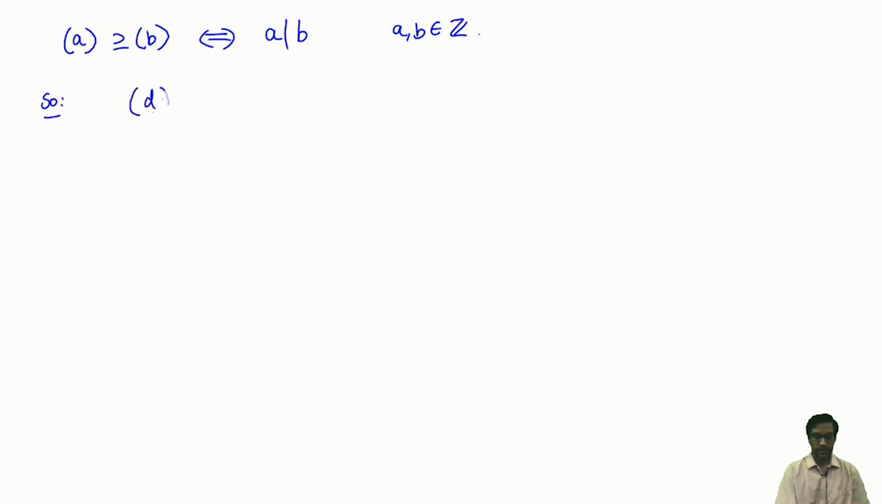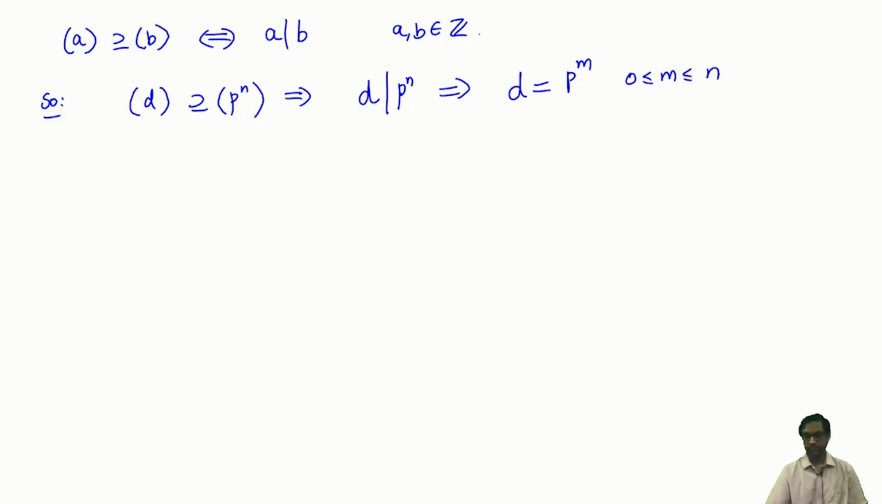So in our case, therefore, I should say, D contains p to the n means that D has to divide p to the n. And we assumed that p is a prime, and so if I have a prime power, a divisor of a prime power has very few choices really. What can it look like? It's again a prime power, p to the m, where the power m is a number between 0 and n.